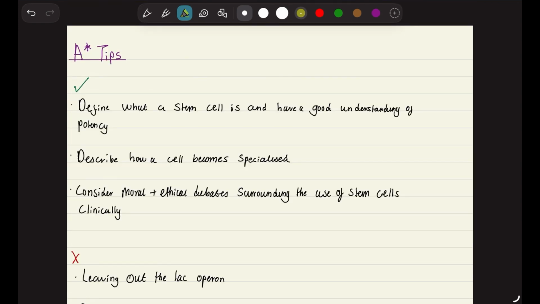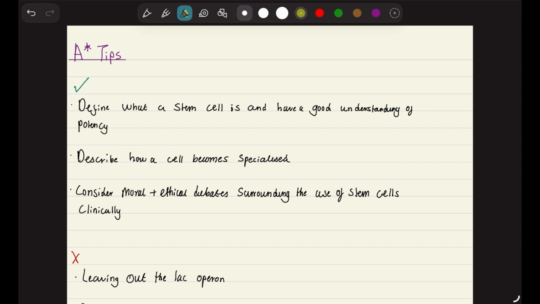Okay. So I'm going to try and wrap this up quickly because I feel like that might have been a long one. But for your A-star tips, they're quite general. So make sure you can say the definition of a stem cell: an undifferentiated cell that can divide and differentiate into specialized cell types. Cool. Potency: totipotent, pluripotent, multipotent. Cool. In terms of describing how a cell becomes specialized, really important, quite a frequent question to be asked. Normally about 3-4 marks. If you cover those 5 steps that I went through here, you'll get the marks every single time. So make sure you're sticking to that.